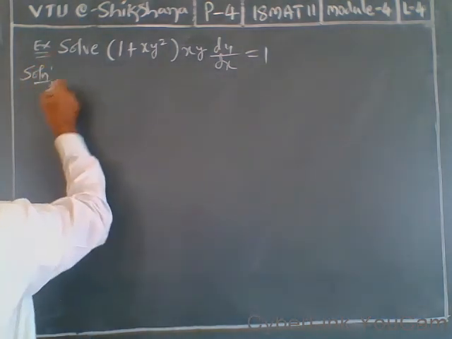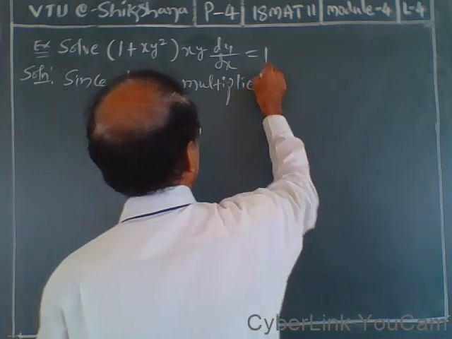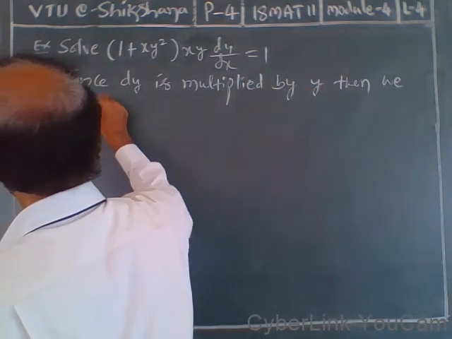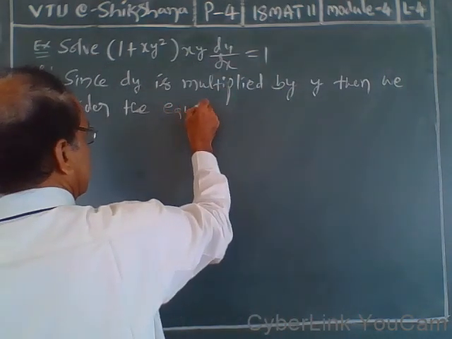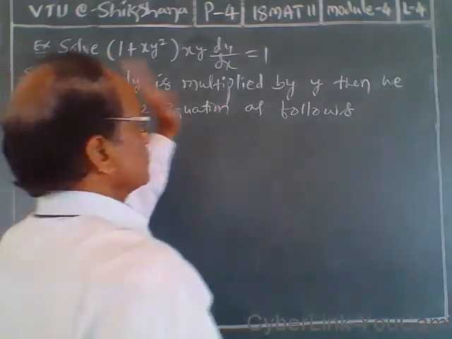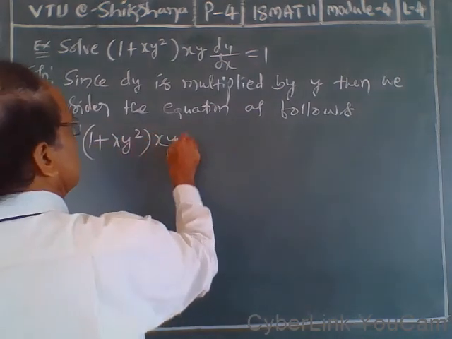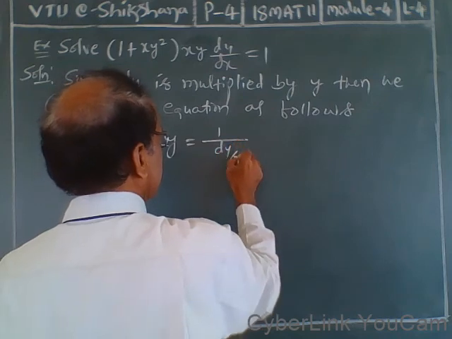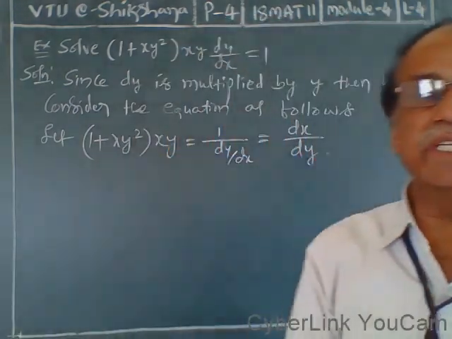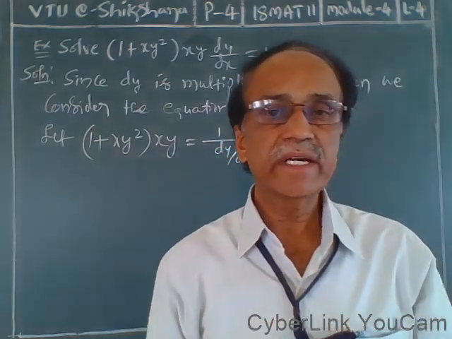In the solution, since dy is multiplied by y, we consider the equation as follows. You take this term to the other side, otherwise the derivative you take to the left side. Therefore, let 1 plus x into y square into xy be equal to 1 divided by dy by dx. This can be taken as dx divided by dy. So you can take the terms like this, and it is not non-linear in y, but it will be non-linear in x. We can consider the terms.